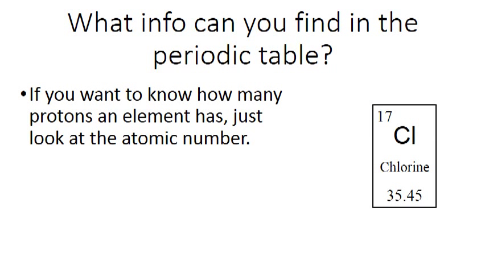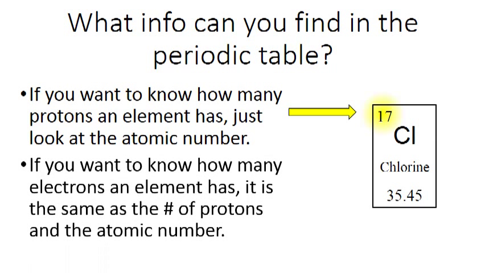So if you want to know how many protons an element has, all you have to do is look at the atomic number. So in this case, 17. If you want to know how many electrons an element has, it's the same as the number of protons and the atomic number. So the number of electrons is 17.